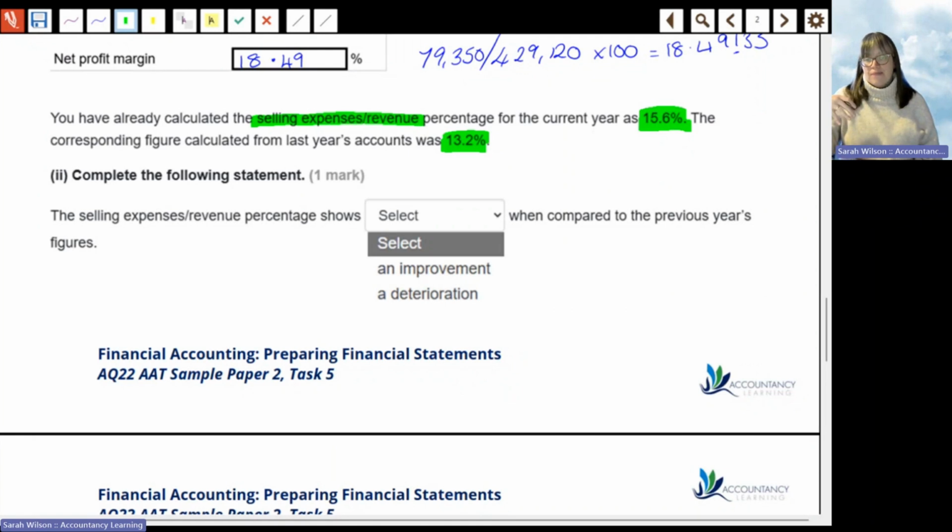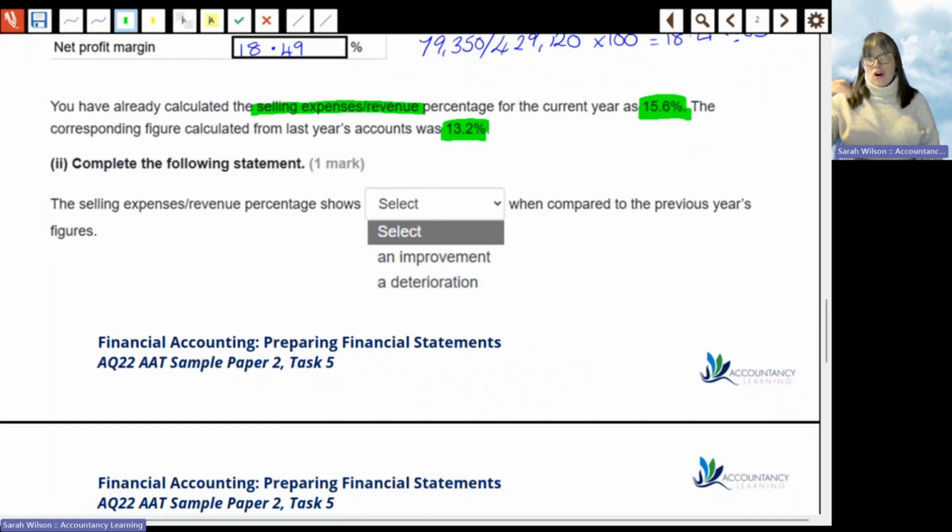So what does that mean? So 13.2% of revenue was selling expenses last year, but this year that's gone up to 15.6% of our revenue is selling expenses. So if our costs then have gone up, so that says our costs have gone up, our expenses have gone up, it means that there is a deterioration when compared to last year's figures.